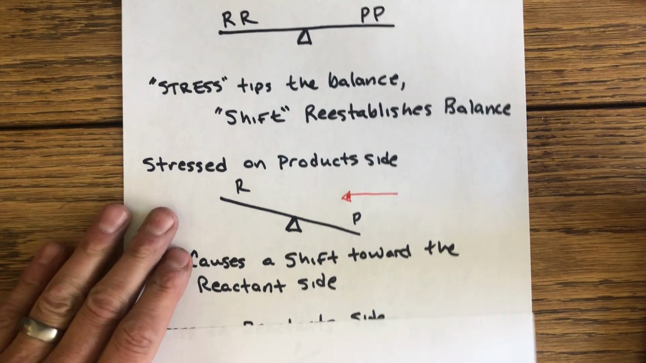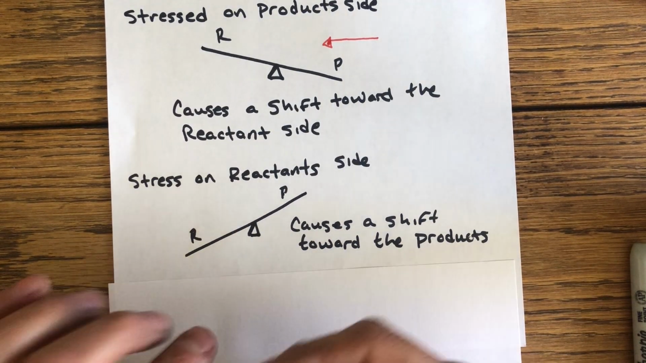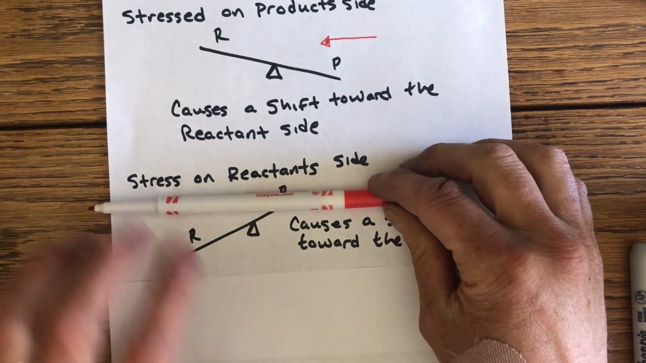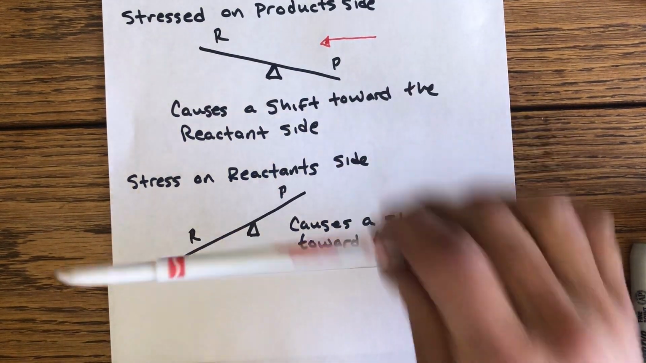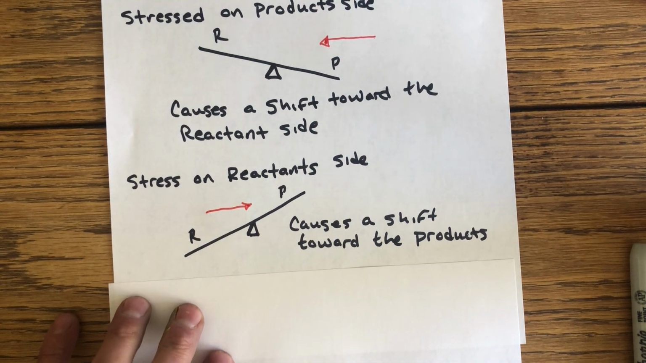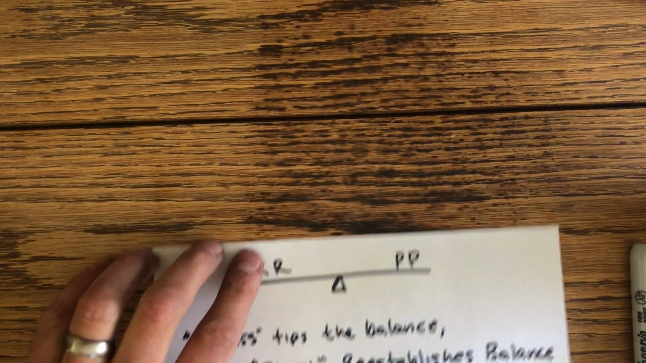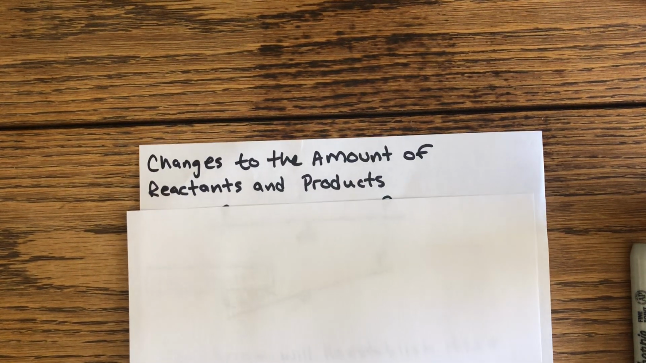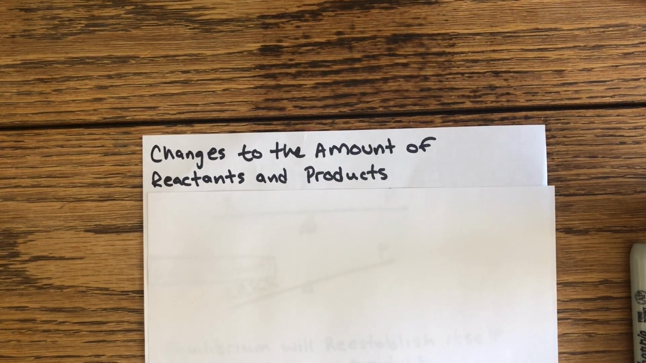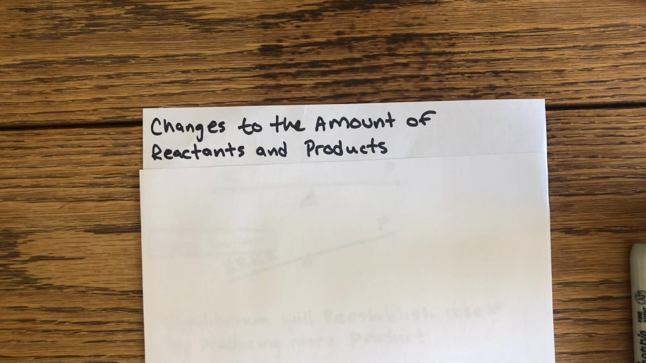And then vice versa, if we stress the reactant side, we are tipping the balance, which was formerly balanced, toward the reactants, and that's going to cause a shift toward the products in order to reestablish the equilibrium. Let's talk about each individual stress one at a time. The first one we'll start with is changes to the amount of reactants and products. In a closed system, we're not adding any new stuff or taking stuff away, but once we start doing that, we stress the equilibrium.